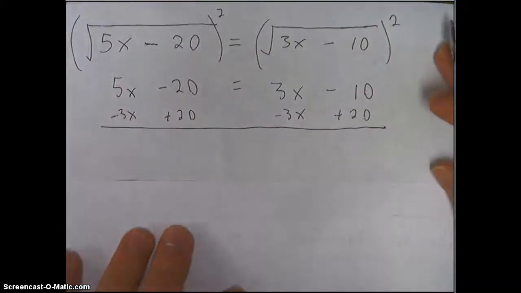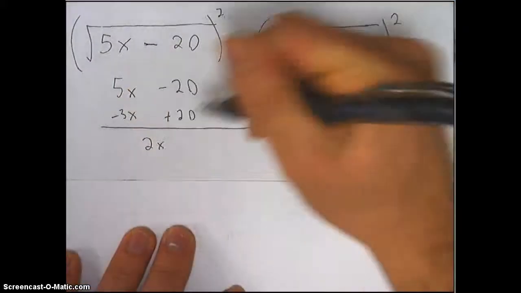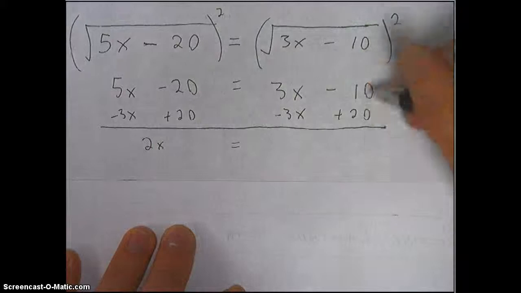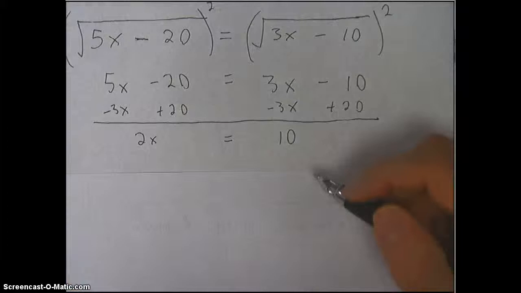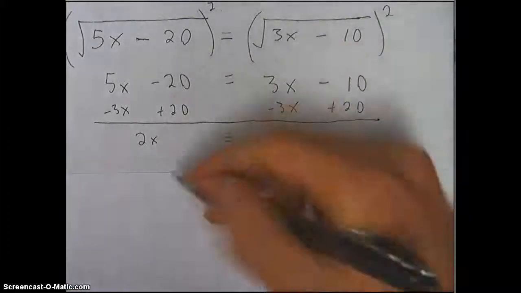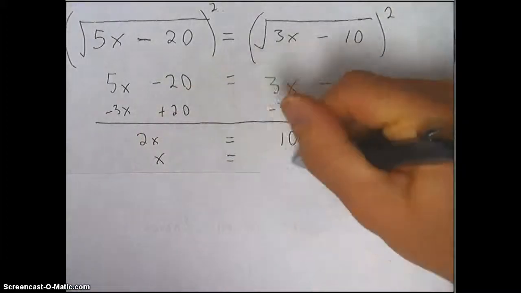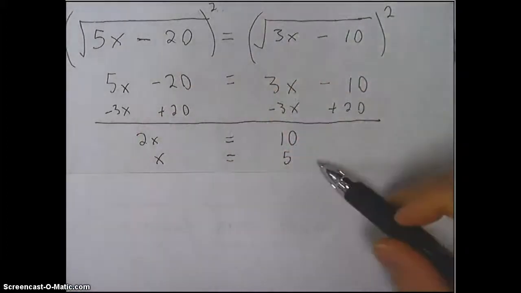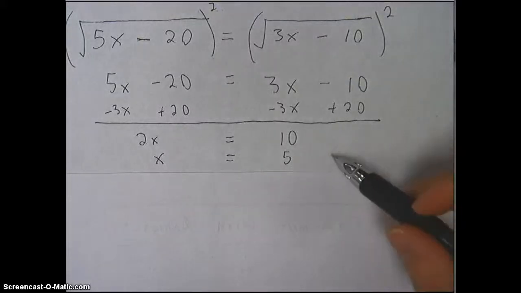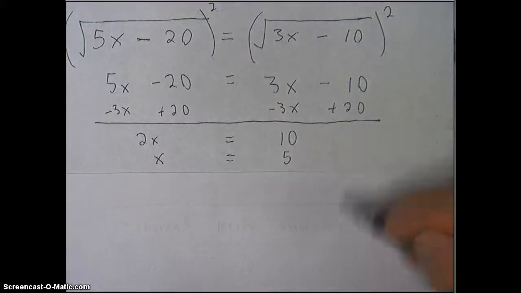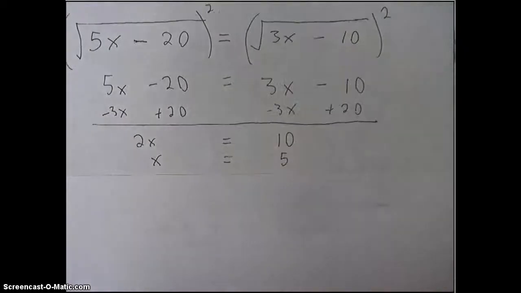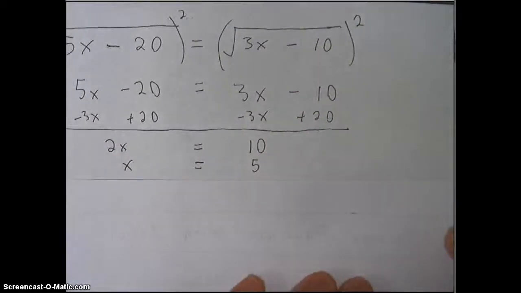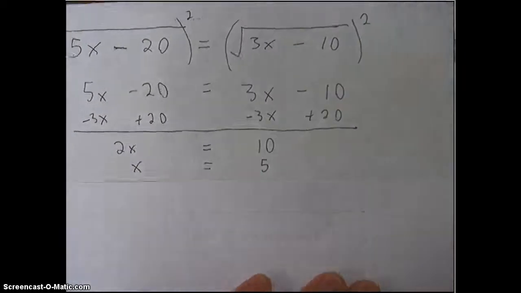That's going to leave me with 2x equals 10. And then the last step here is to divide both sides by 2, leaving us with x equals 5, which is the answer. But with these square roots, once you get a solution, you're going to always want to plug it back into the original equation to make sure that it makes sense, that you get a true answer.